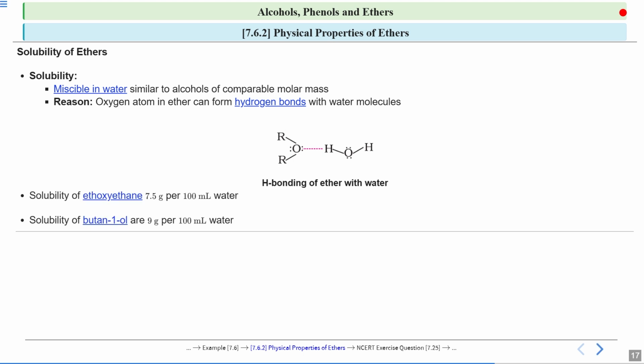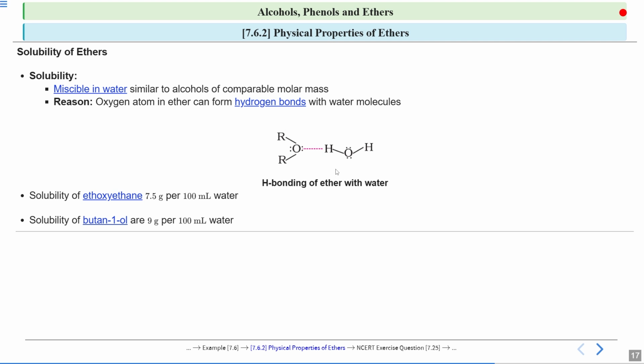The solubility of ethoxyethane, an ether, is 7.5 gram per 100 ml water. And the solubility of butan-1-ol is 9 gram per 100 ml water. So they are similar, differing by only a few grams, but almost similar, because both ethers and alcohols form hydrogen bonding with water molecules.